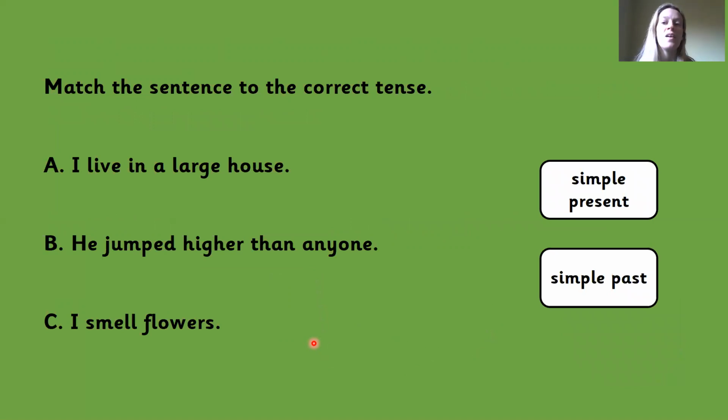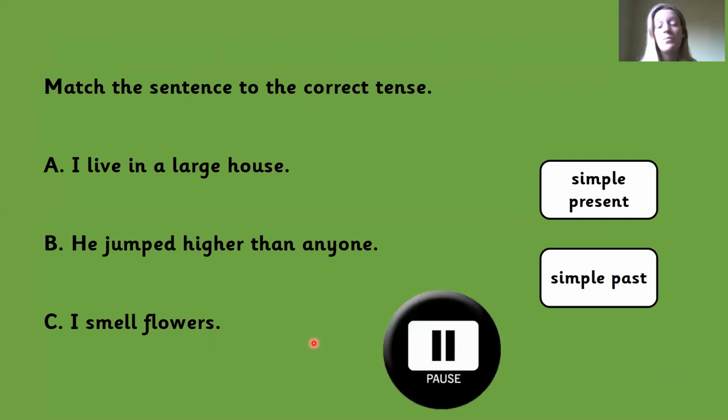Okay. Now, this next little activity that I want you to do is basically just identify which one's in the past and which one's in the present, okay? You've got three sentences. I live in a large house. He jumped higher than anyone, and I smell flowers. Pause the video and think, which one's past, which one's present, okay?